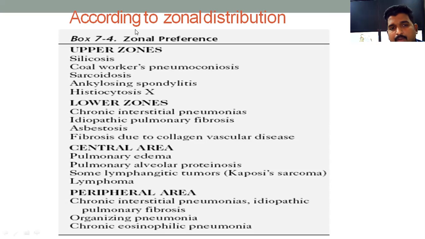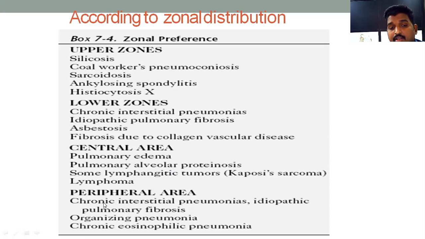In addition to upper and lower zone distribution, you can also see whether the lesions involve the periphery or the central part of the lung. If it involves the central area, think of pulmonary edema. Actually, pulmonary edema is also interstitial because it is nothing but fluid filling the interstitium. It is a reversible one. Pulmonary edema and pulmonary alveolar proteinosis, all these things involve the central area, and some lymphogenic tumors, particularly Kaposi sarcoma and lymphoma, involve the central area.